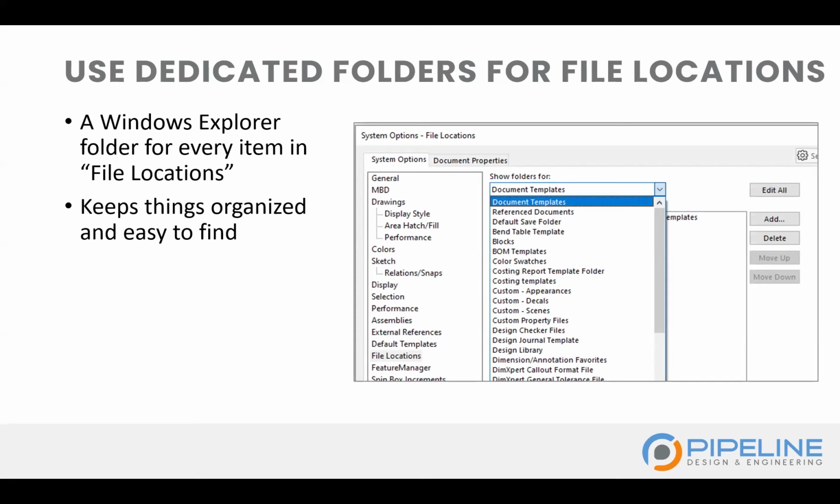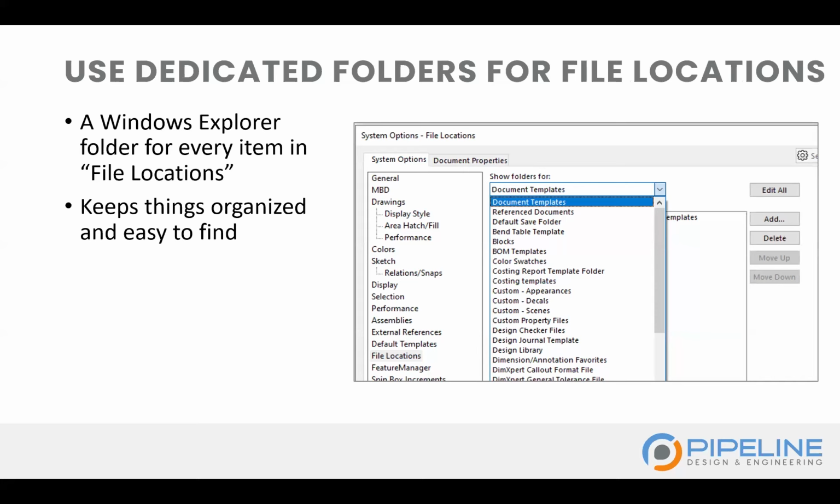But what if you don't want to use those defaults? What if you have your own library of files that you want SolidWorks to point to? It's not simple to understand where SolidWorks keeps all of these things, right? They're kind of scattered. There's no intuitive organization of them.